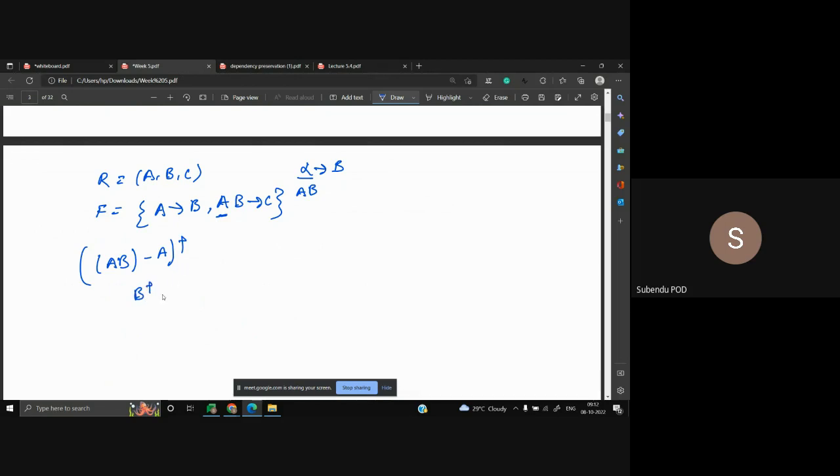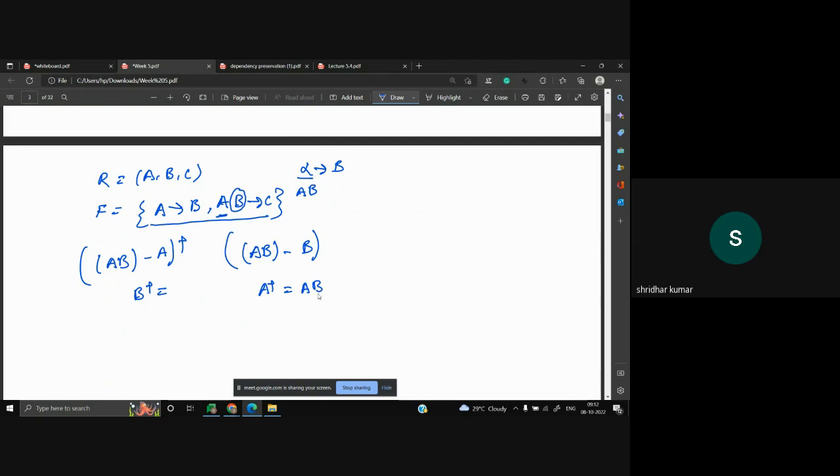What will be the B closure from these functional dependencies? Nothing. So A is not an extraneous attribute. Now we have to check whether B is extraneous or not. So AB minus B gives A. Compute the A closure. What will we get? AB.